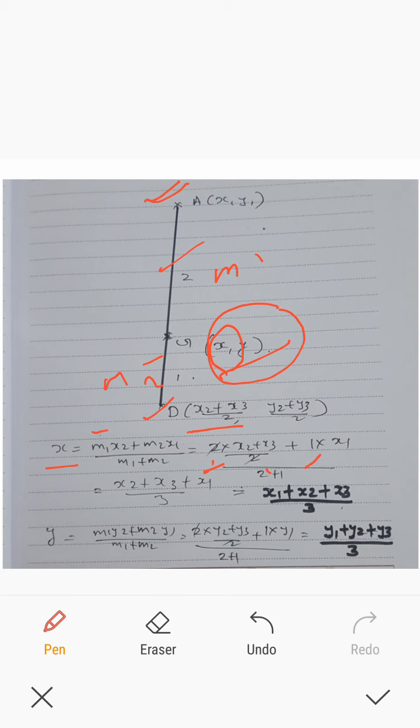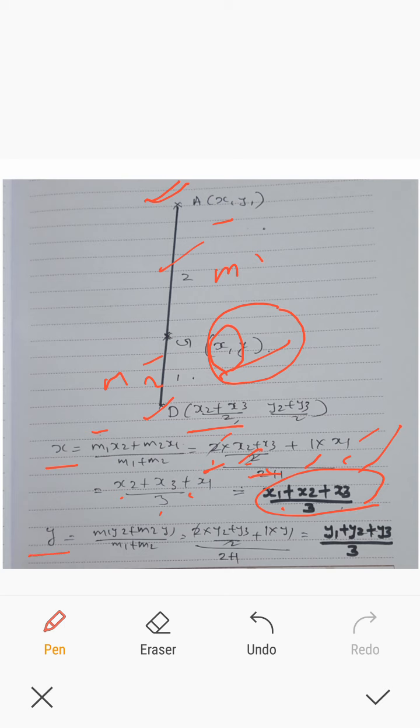m2 x1: m2 is 1, and in the place of x1, it is x1 only. So in the next term, this 2 and 2 are cancelled. What is remaining? x2 plus x3 plus this x1, divided by 2 plus 1, and 2 plus 1 is 3. Writing in order, it is (x1 plus x2 plus x3) by 3. So the x coordinate of the centroid of a triangle is (x1 plus x2 plus x3) by 3, meaning the sum of all the x coordinates divided by 3.